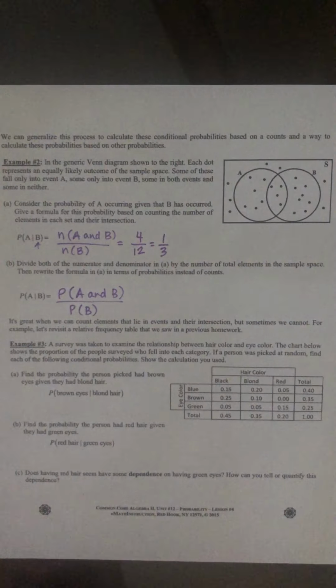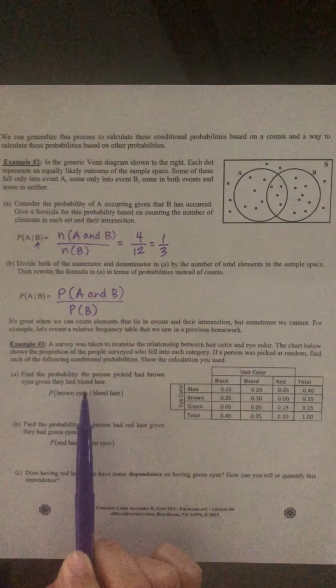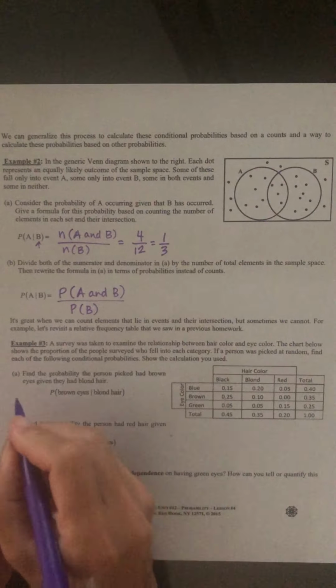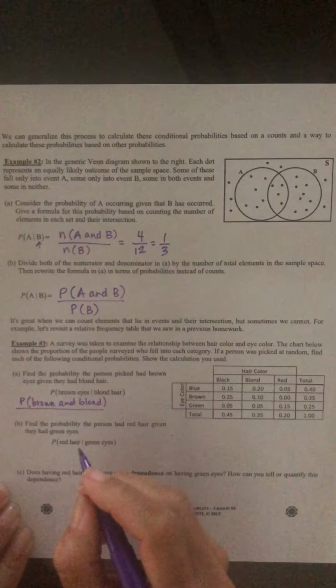All right, anyway, let's take a look here. We are in part A. We're finding the probability that the person picked had brown eyes given they had blonde hair. So if you're going to write it out, it's the probability of the first condition, brown eyes, given, that line, and then blonde hair. So according to the formula, which is right up here in words, it's the probability that you are brown eyes and blonde divided by the probability you are blonde.